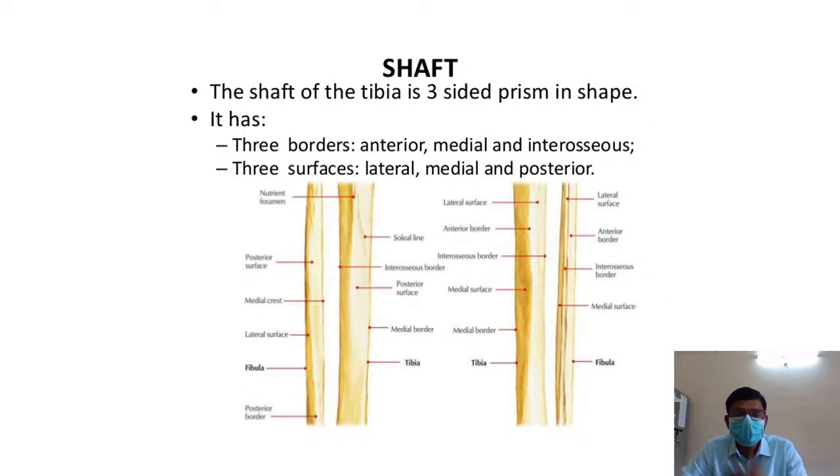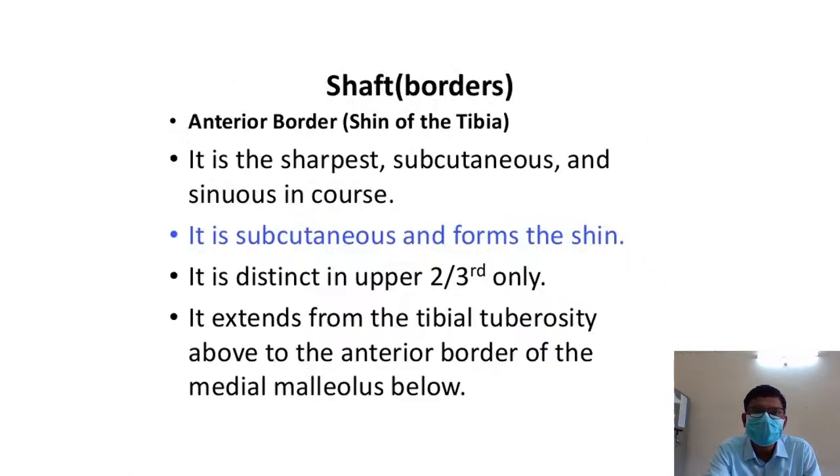Coming to the shaft of the tibia, the tibial shaft appears as a 3-sided prism, wherein it has 3 borders and 3 surfaces. As I told you earlier, the 3 borders are the anterior, medial and interosseous or lateral borders, and the 3 surfaces are the lateral surface, the medial surface and the posterior surface. Let us see about these borders.